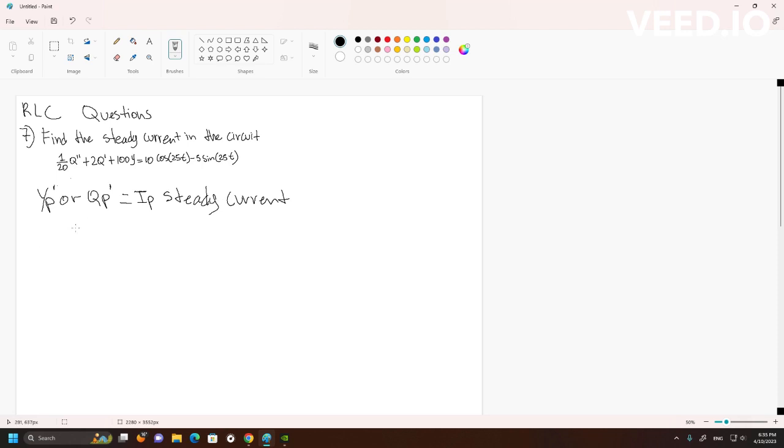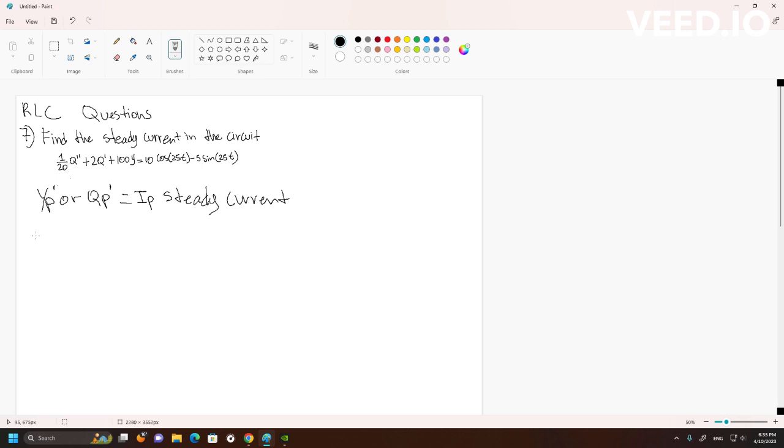So this will be a little more simple after finding the yp or the qp, and the next step is to simplify this equation so that it looks easier to see.